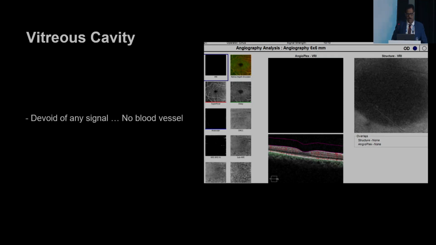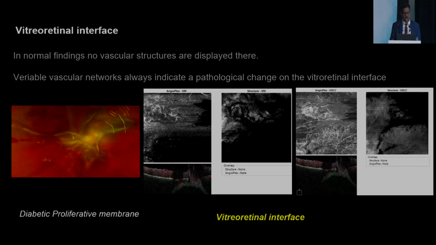The vitreous cavity is generally devoid of any vessel, so it will not give any signal. At the vitreoretinal interface, it will normally not give any images, as there is no structure. When there is some structure, like an ERM or a diabetic fibrovascular membrane, or some kind of traction and macular hole, you will get a bizarre kind of picture like this.